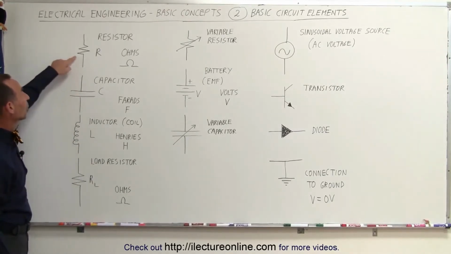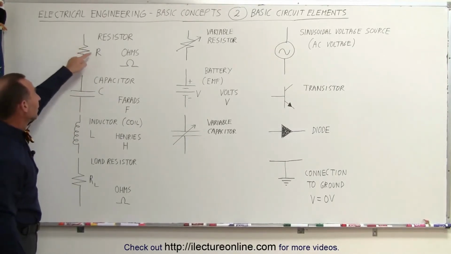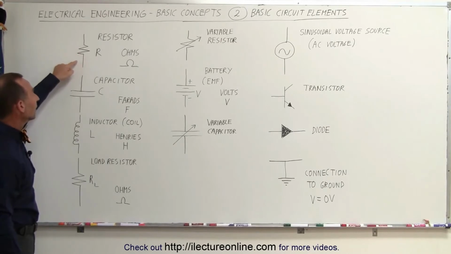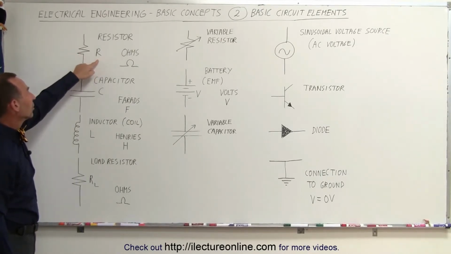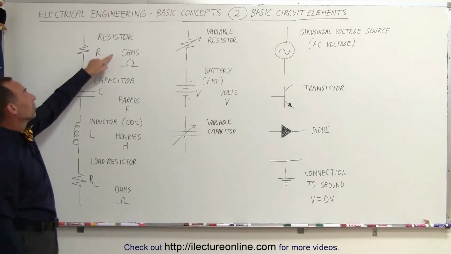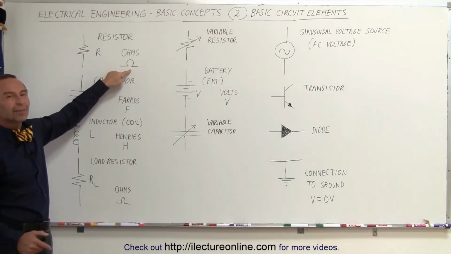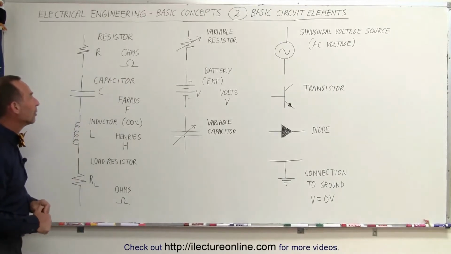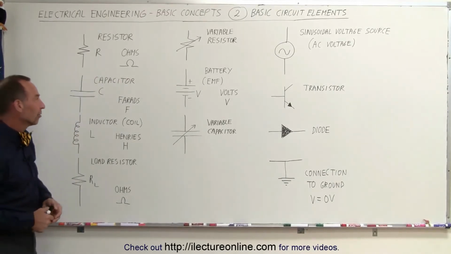Here we have a resistor. A resistor is simply a squiggly line going back and forth like that. The symbol that we use for resistance is R, and the units we have for resistance is ohms. We use the Greek letter omega to indicate ohms. That's the unit of resistance.